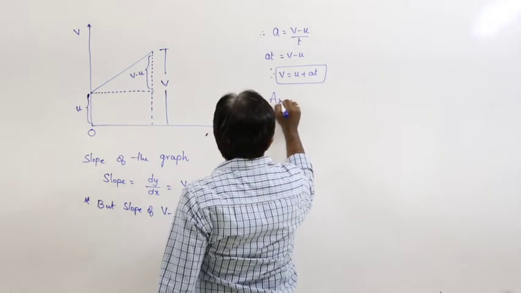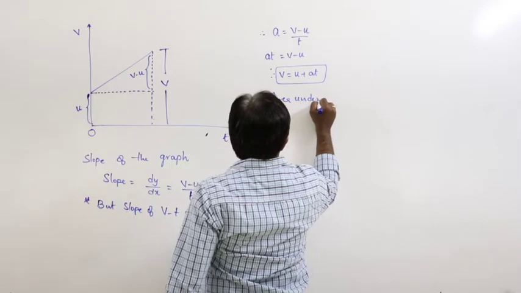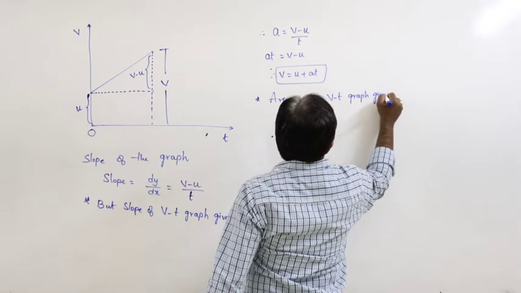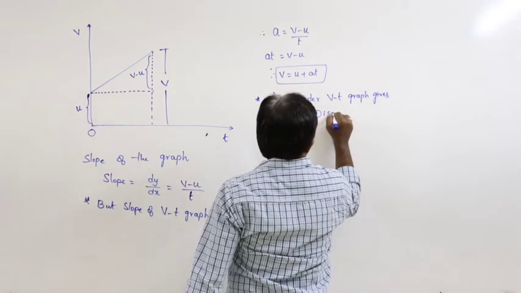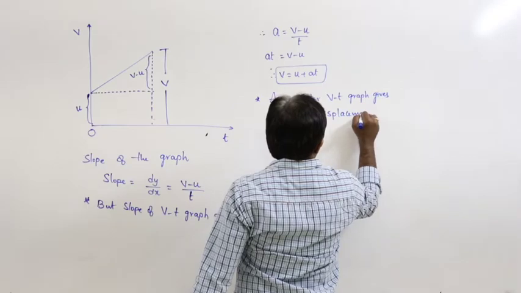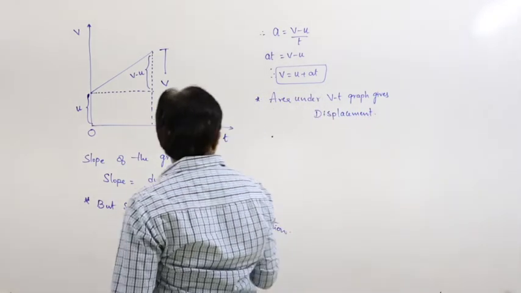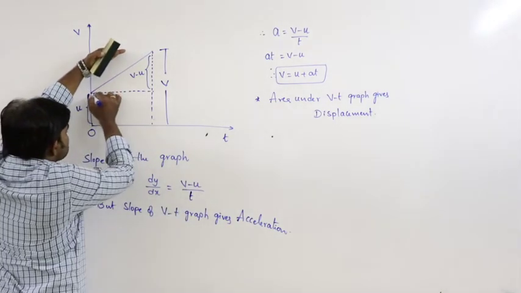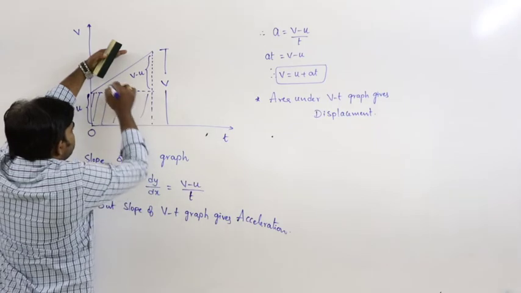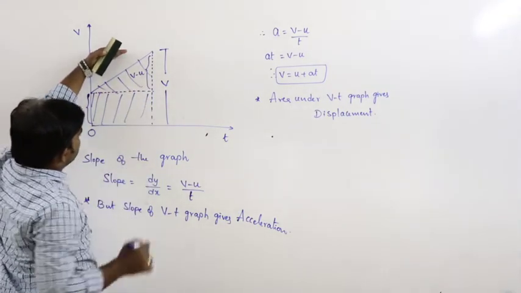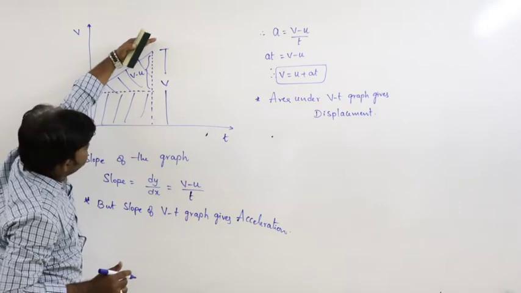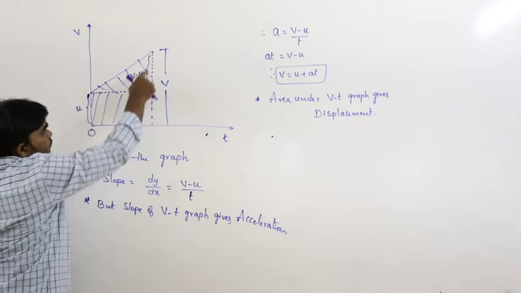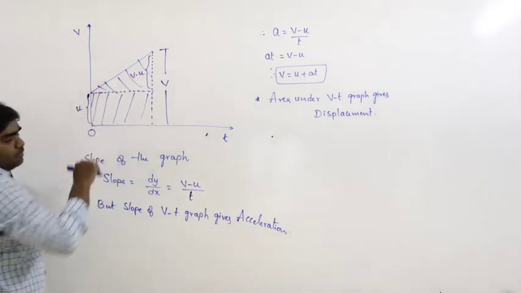Next, one more point. Area under velocity time graph gives displacement. So this is the graph, and under this graph this total is the area. Under this graph we have to calculate the total area. What are the shapes we have? Here we have one triangle shape and one rectangle shape.